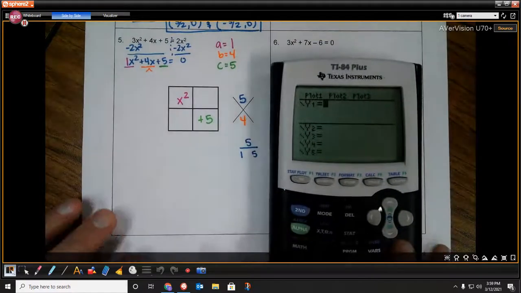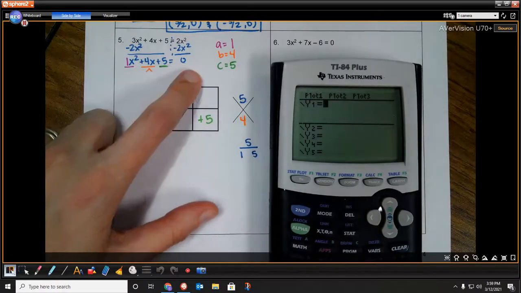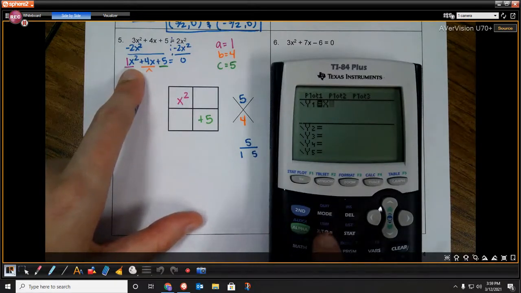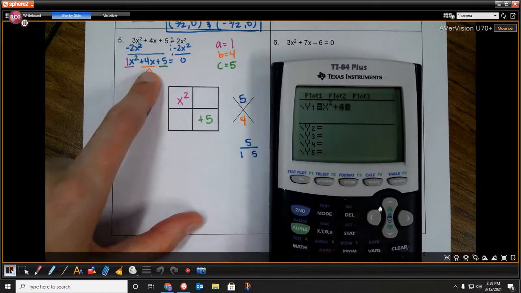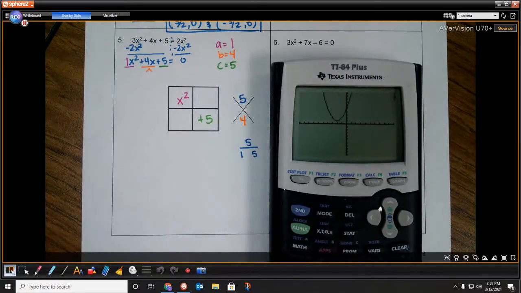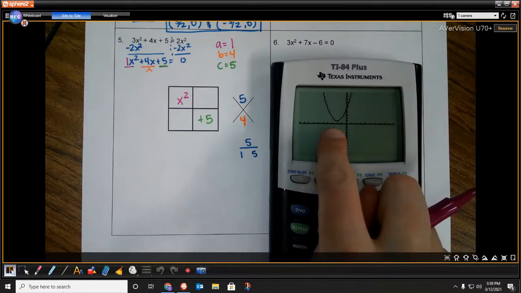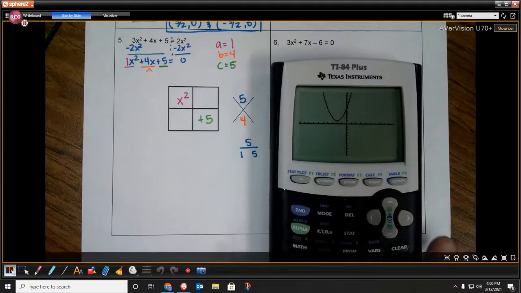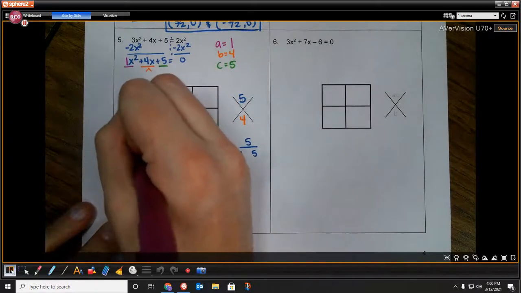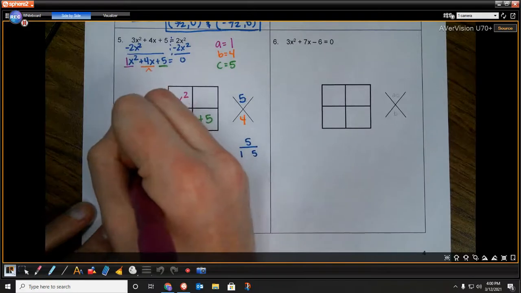Let's go ahead and graph this just to see what we have. We're going to graph this guy right here because it has to be equal to 0 if you want to graph it. So I'm going to graph x squared plus 4x plus 5. Oh, and would you look at that? Sure enough, it never hits the x-axis. So this is not factorable because it never hits the x-axis. So this one, you cannot solve by factoring.